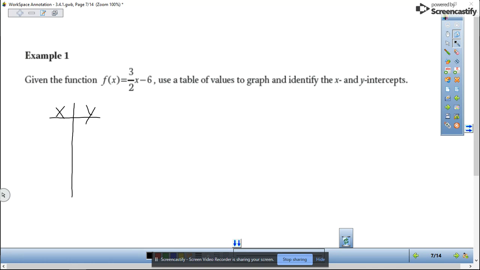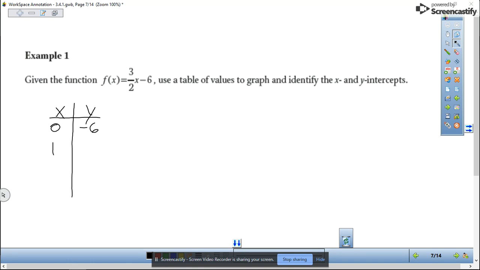To find the y-intercept, you simply have to plug in 0 for x. If I plug that in, 3/2 times 0 is 0, minus 6, and that'll be negative 6. So this graph goes through (0, -6). Now, let's plug in some points around that to see if we can find where y would be 0. We'll talk about another way to do it in a minute, but it said to use a table of values. That's what we're going to do.